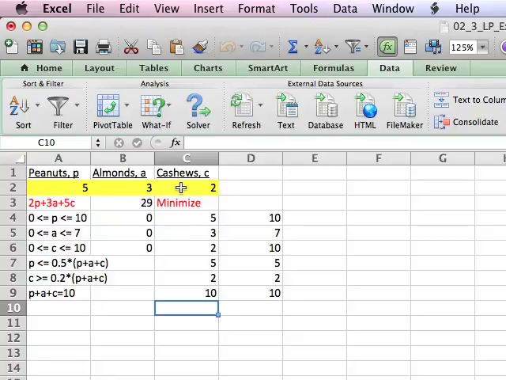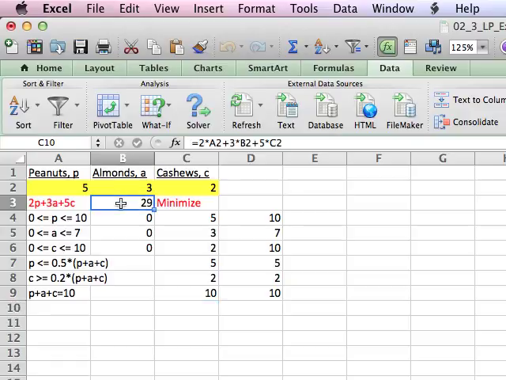That kind of makes sense, right? Because if we want to minimize the price, peanuts are cheapest, cashews are most expensive. And then almonds can kind of do whatever they want, right? So we just filled up the rest with almonds so that we had 10 pounds total. And so that gave us a lowest price of $29 for the 10-pound mixture. So that's not too bad.